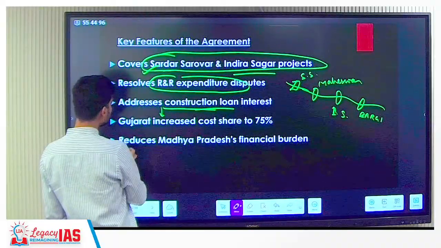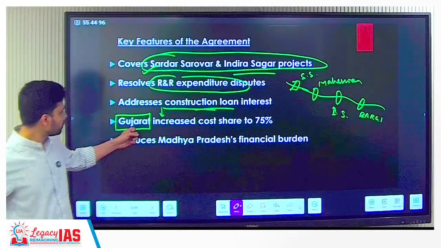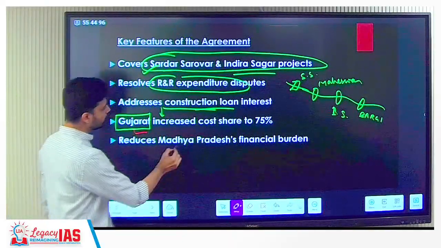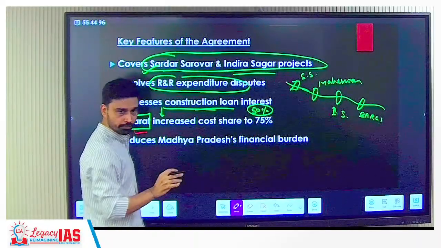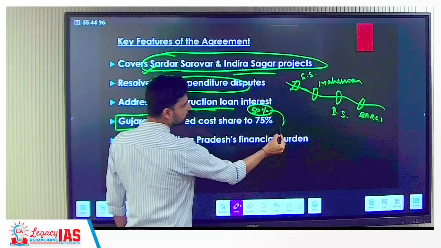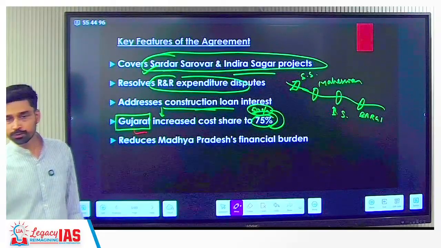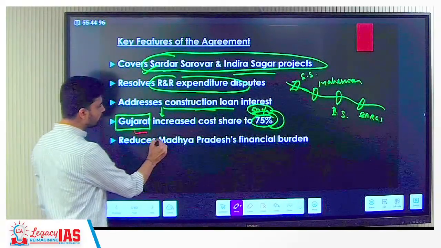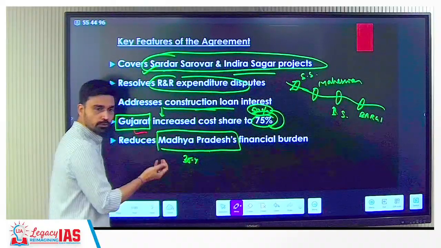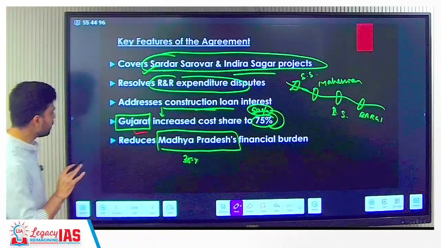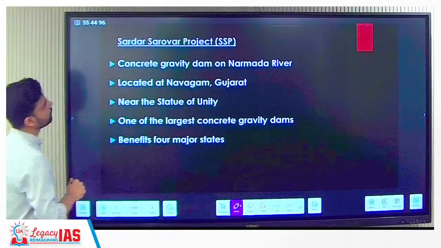Now, how was this matter resolved? Gujarat, which is the largest beneficiary of this dam project, and where the dam is located, has decided. Earlier, it was saying that it will share only 50% of the financial burden. Now Gujarat said that it will share how much percentage? 75%. That means the other states will have to pay just 25% of whatever the cost is. Madhya Pradesh was having a problem because its share was humongous, about 35 to 40%. Now its financial burden would significantly reduce. So now the largest payment would be made by the state of Gujarat. That is the overall issue.